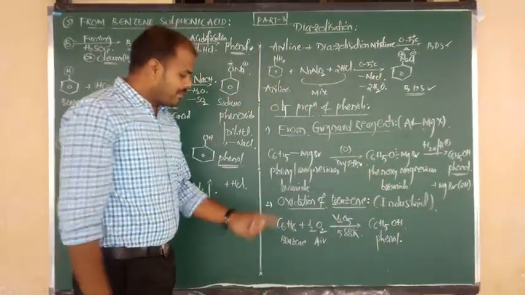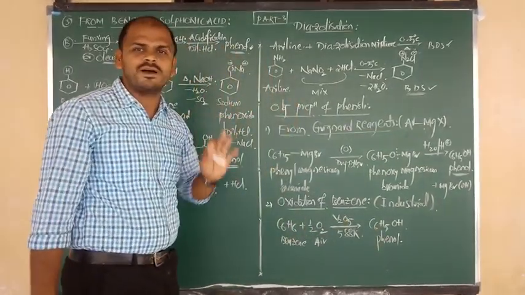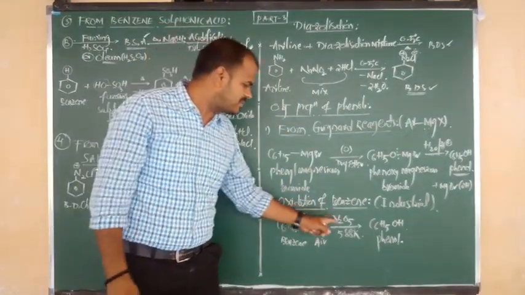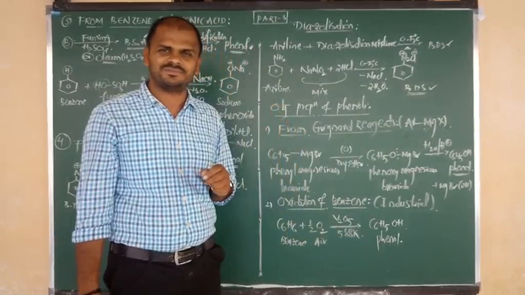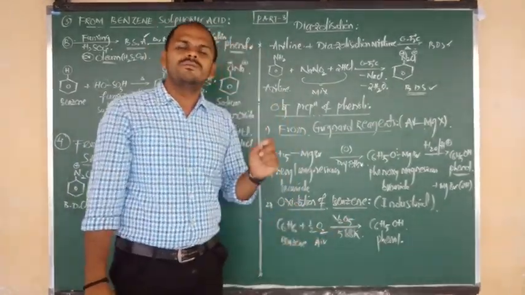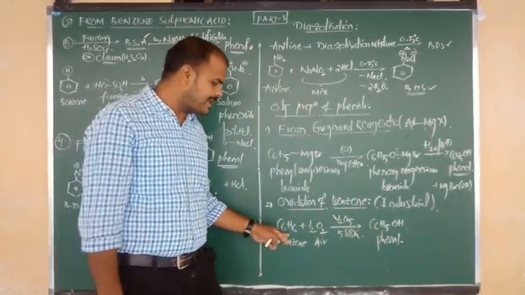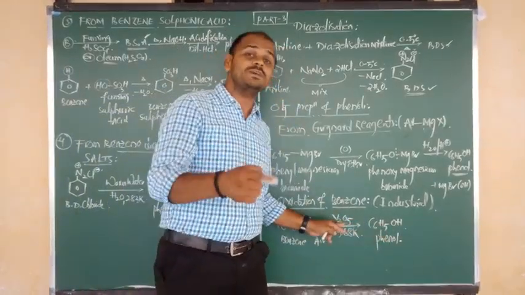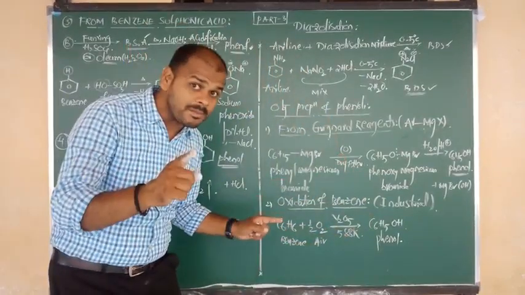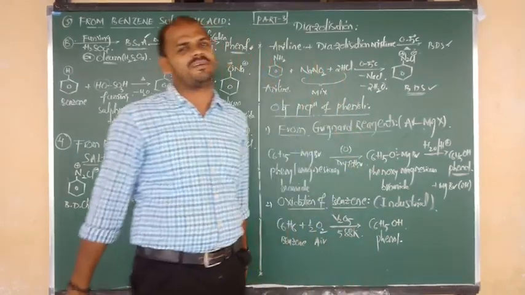So in this way, benzene is directly oxidized into phenol. They will ask you, in which method is benzene directly oxidized to phenol? The answer is by using vanadium pentoxide catalyst. Benzene on oxidation by air, passed over V2O5 catalyst, forms phenol. Remember this one more point: this is the latest commercial, latest industrial method.